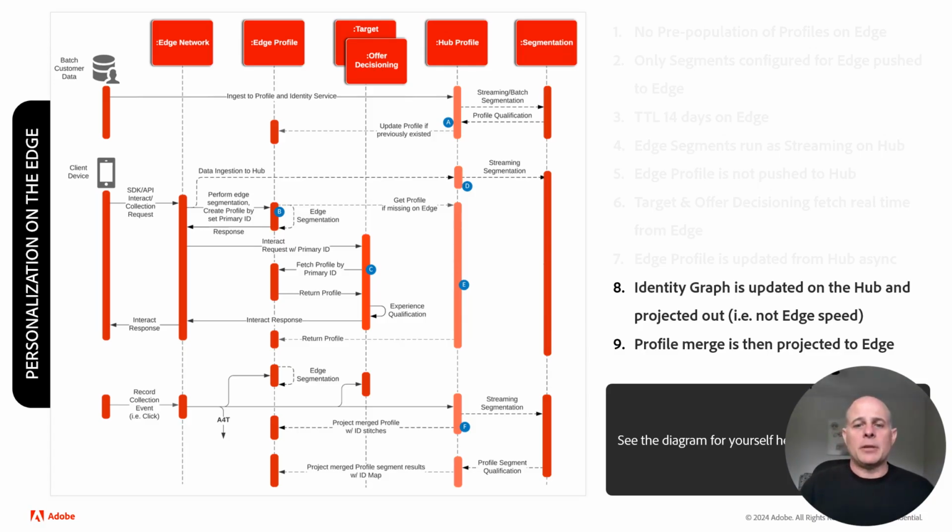Another thing is that the profile merge is then projected to the edge. So when we have these profile merge policies that get created, one of the things we have to remember is that one of them defines what gets to the edge, and that will be what's projected. We don't project all the profile merge possibilities out to the edge, just the one.